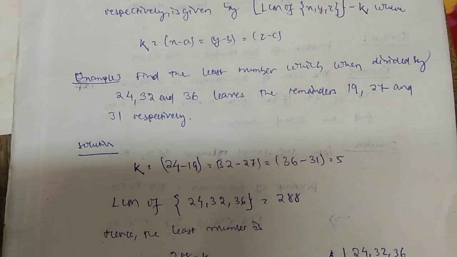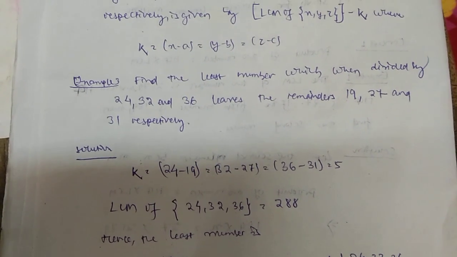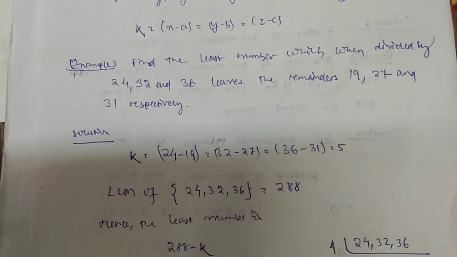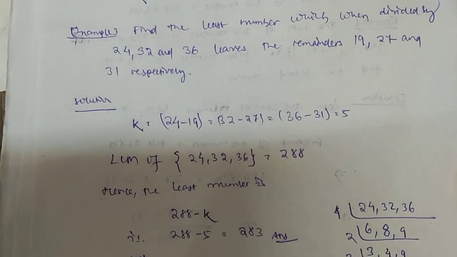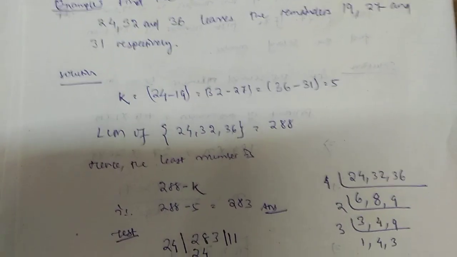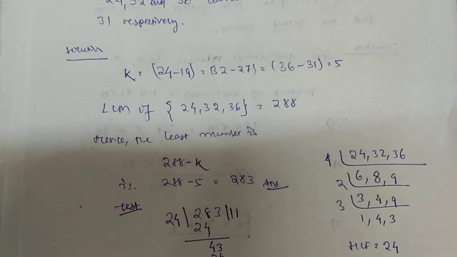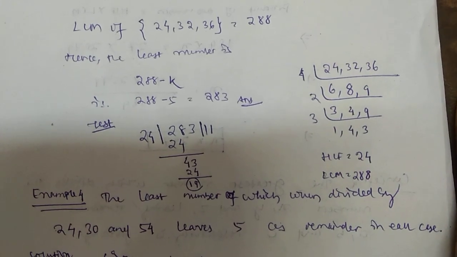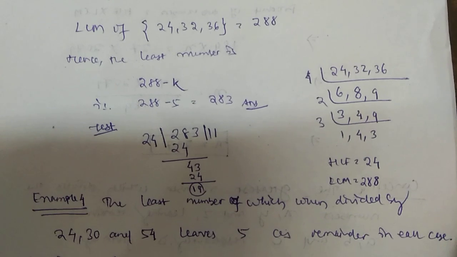Find the least number which when divided by 24, 32 and 36 leaves the remainder 19, 27 and 31 respectively. To find k, we have to subtract 19 from 24, 27 from 32 and 31 from 36. What do we get? We get 5. Now we are going to take LCM of 24, 32 and 36. Here is the rough example. 24, 32 and 36. On calculator we get HCF equal to 24 and LCM equal to 288.